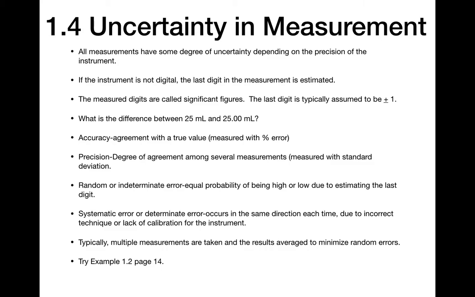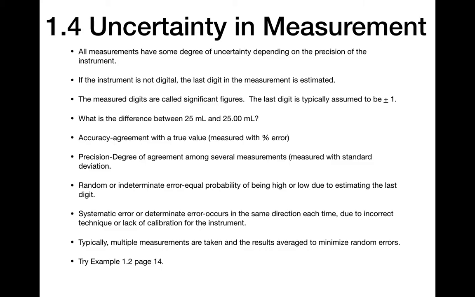So as you see measured numbers with units labeled and listed in data tables, you can assume that the last digit was estimated to be plus or minus 1 of that value. So what's the difference between 25 milliliters and 25.00 milliliters? Well, it's the degree of precision. 25 milliliters could be 26, could be 24. It's got a lot more variability to it.